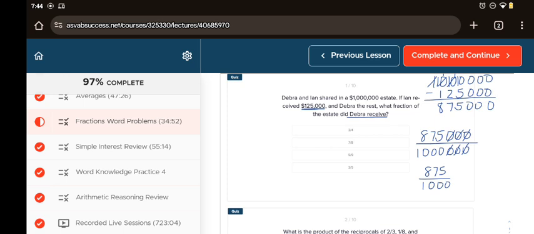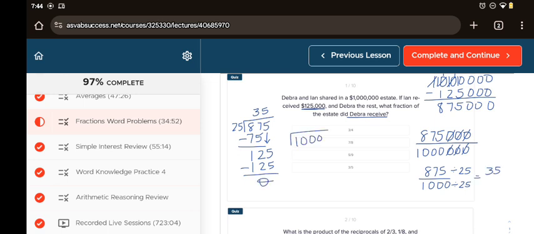Now what we need to do is simplify this. The easiest thing I can think of is dividing by 25. So 875 divided by 25. 25 times 3 is 75. I'm thinking of quarters. 7 minus 5 is 2. 8 minus 7 is 1. I bring down the 5. 25 goes into 125 5 times. And I get 35 on the top.